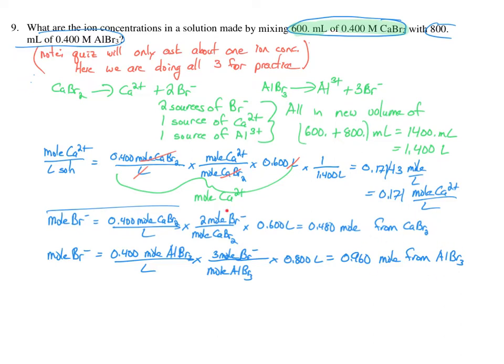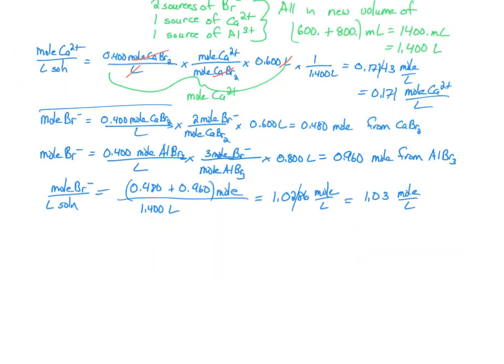Now make sure you're paying attention to these mole-to-mole ratios. As we see from our dissociation reaction, every mole of calcium bromide gives us 2 moles of bromide ion, and for aluminum bromide, that factor is 3. Now we can add these together and divide by the total new volume. And here I've done that, so the total moles of bromide ion is obtained by adding the moles from each source together, dividing by our total new volume.